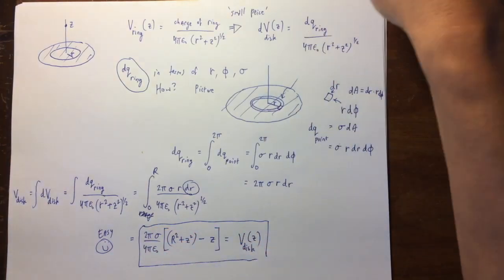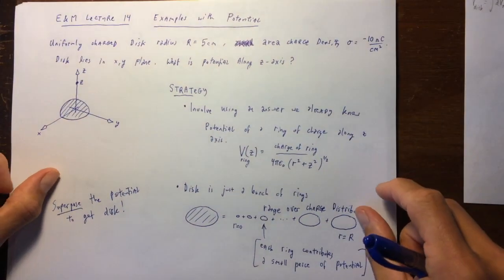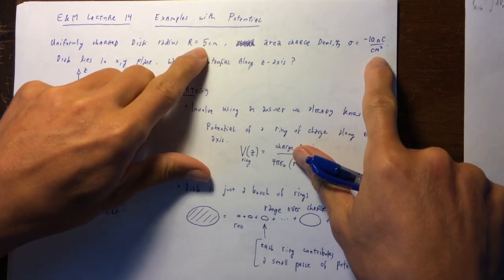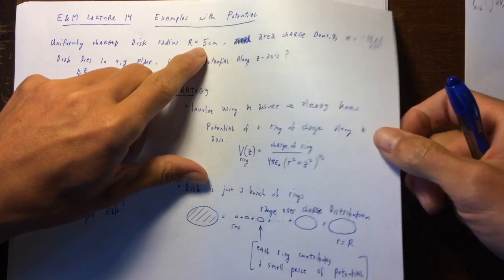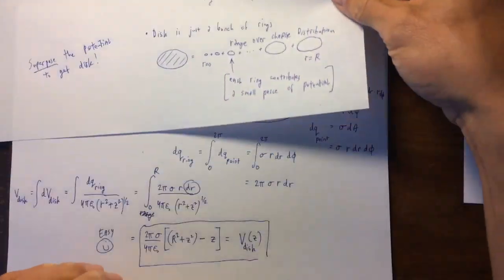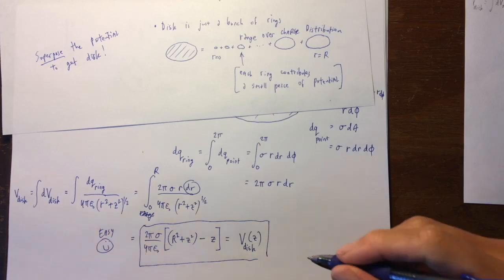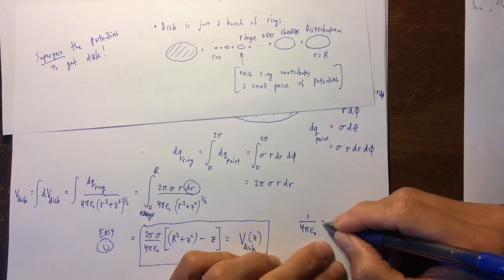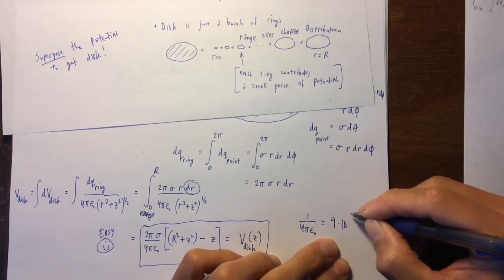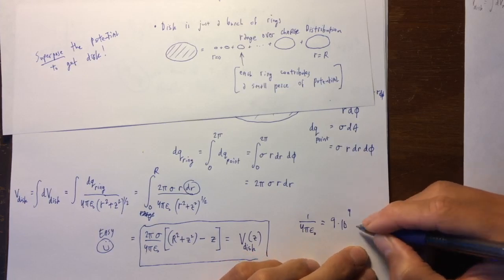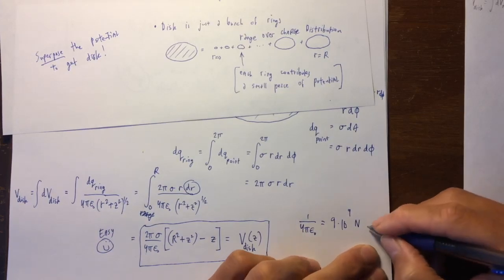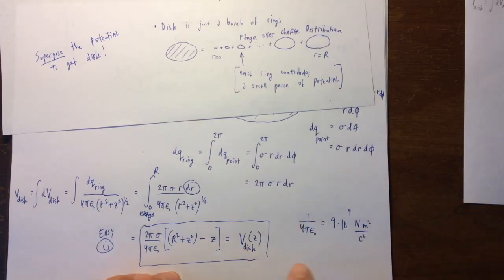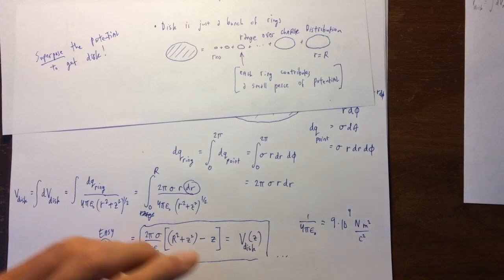So the original question was, what is the potential along the z-axis? And I've got these values, right? 5 centimeters and negative 10 nanocoulombs per centimeter squared. And you can see that you can just go and plug in, remembering that 4 pi epsilon naught underneath 1 is about 9 times 10 to the 9th newton meters squared per coulomb squared. Right, so yeah, you can calculate this out.